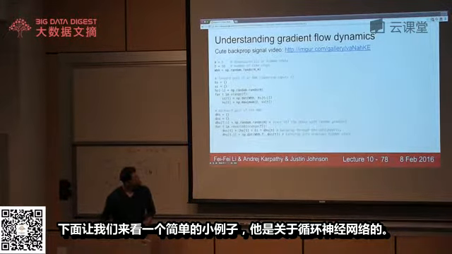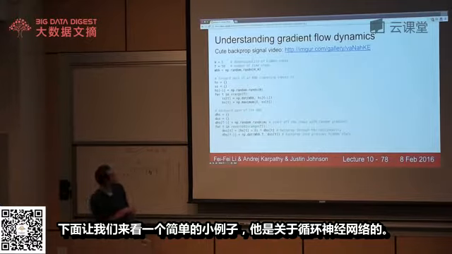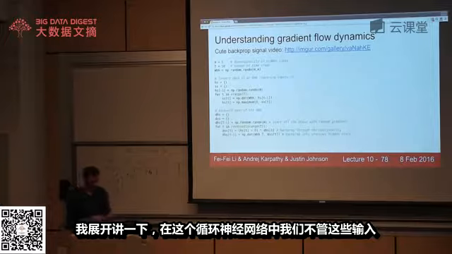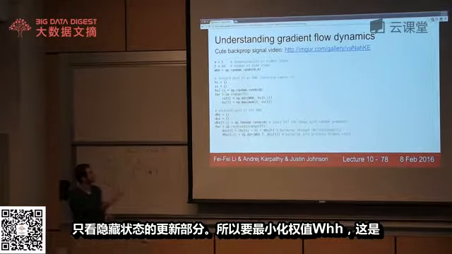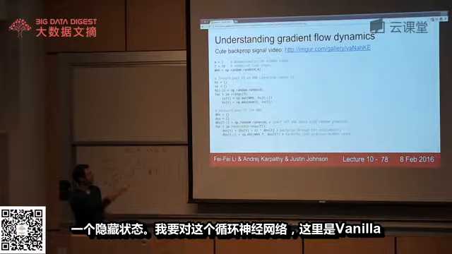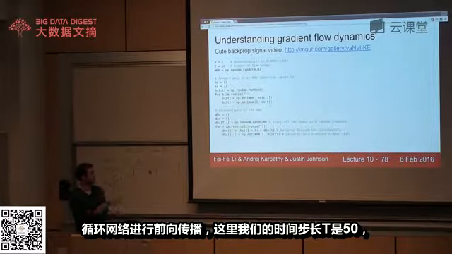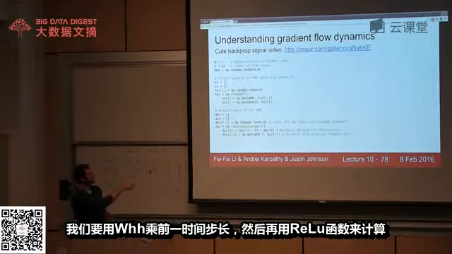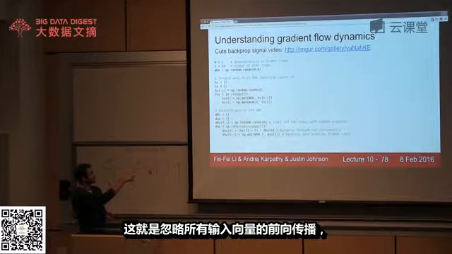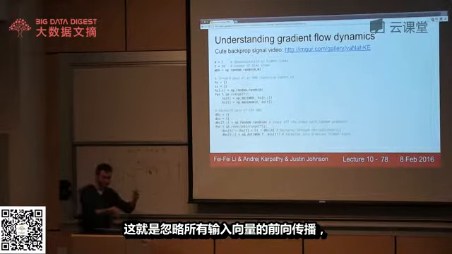Okay, so let's look at a very simple example where we have a recurrent neural network that I'm going to unroll for you. In this recurrent neural network, I'm not showing any inputs. We only have hidden state updates. So here I'm initializing a weight WHH, the hidden-to-hidden interaction. And then I'm going to forward a vanilla recurrent net for t time steps. Here I'm using t=50. So what I'm doing is WHH times the previous hidden state, and then ReLU on top of that. This is just a forward pass for an RNN, ignoring any input vectors coming in.